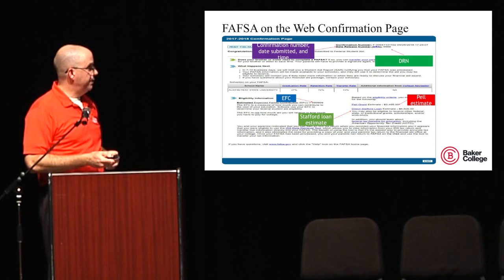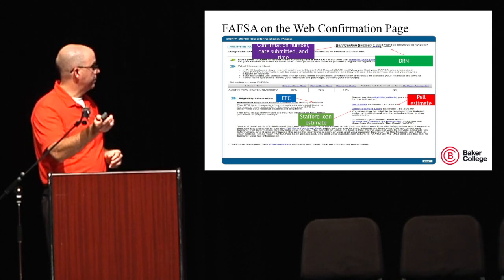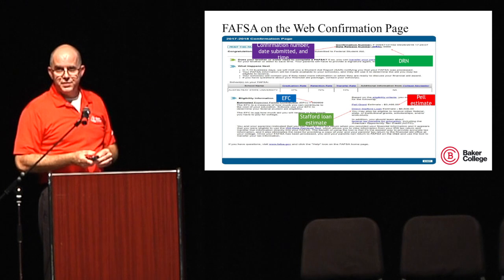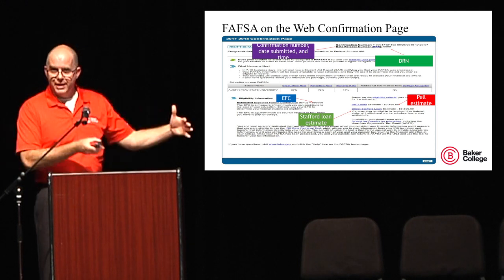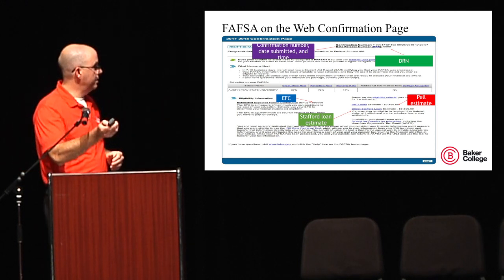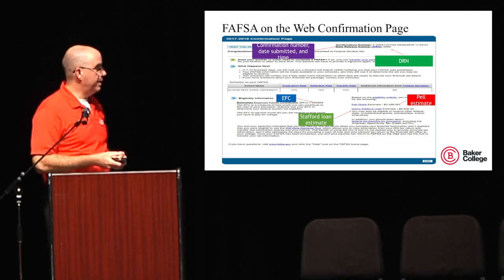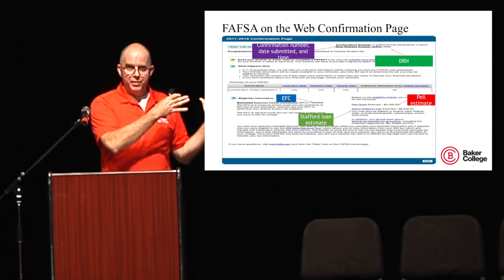Also gives an estimate of federal Pell Grant eligibility. Our students' EFC, remember that goes from 0 to $999,999. And then an estimate of Stafford loan eligibility. Be careful with this printout.